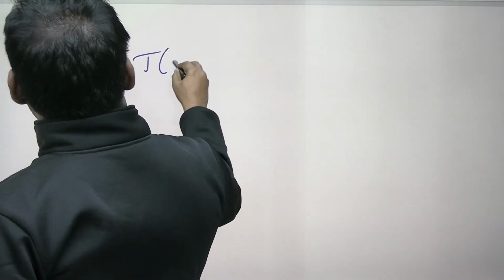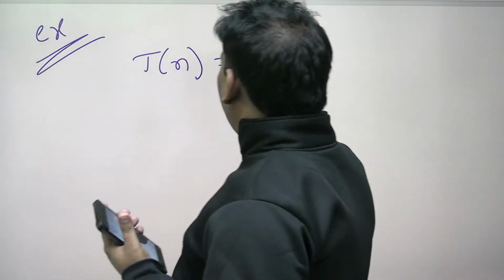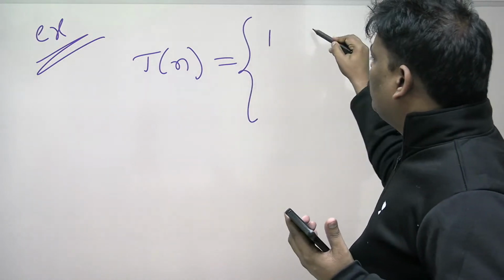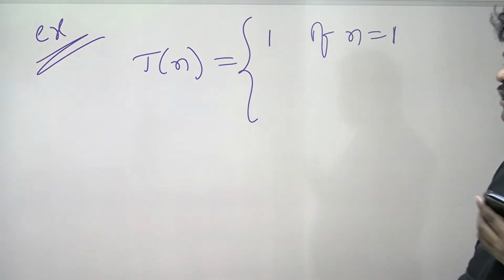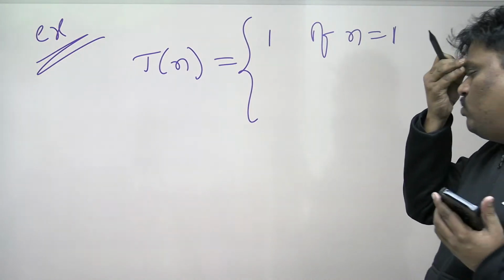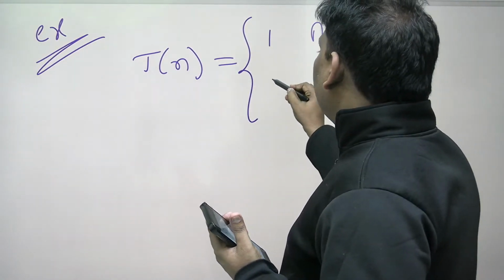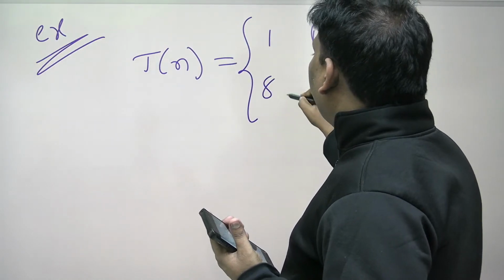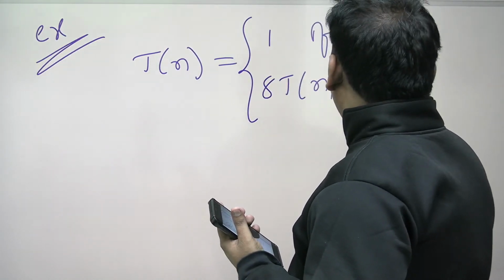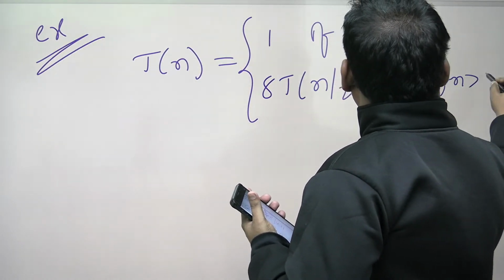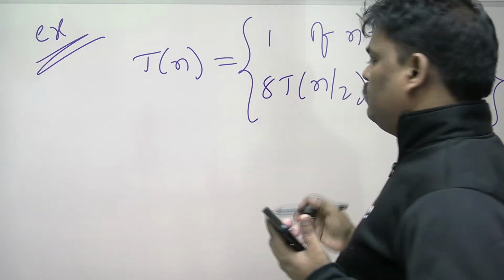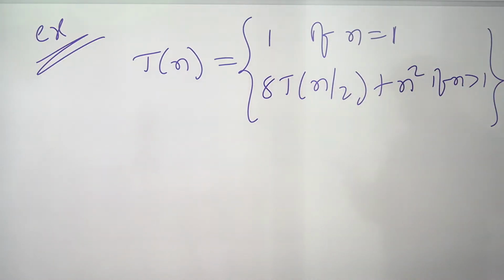T of n is equal to 1 if n is equal to 1. Otherwise, T of n is equal to 8T of n by 2 plus n squared, if n is greater than 1. Can you try this problem?